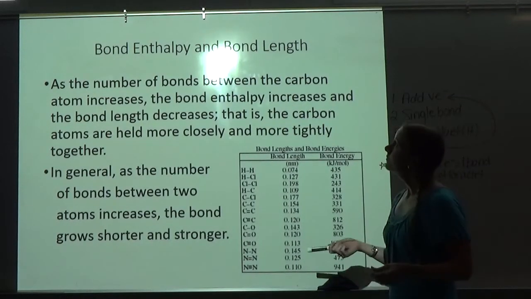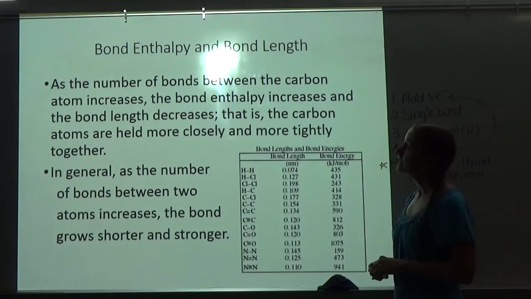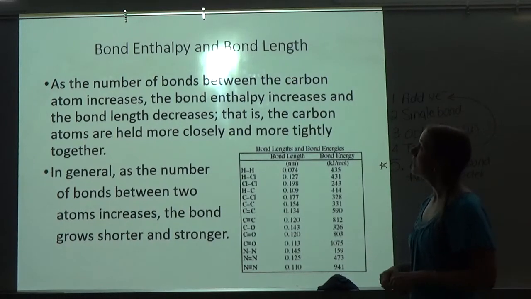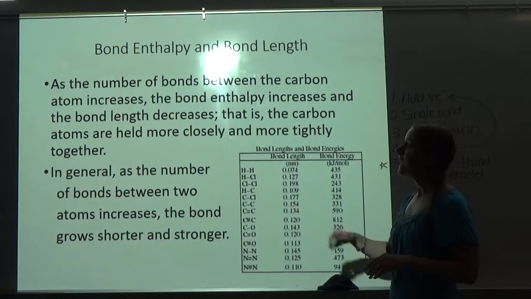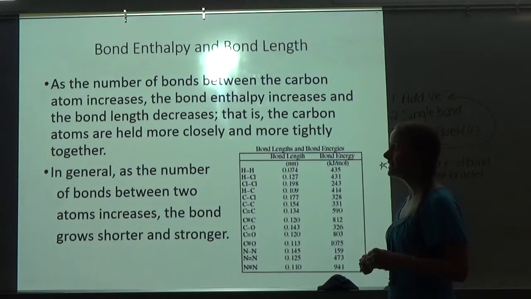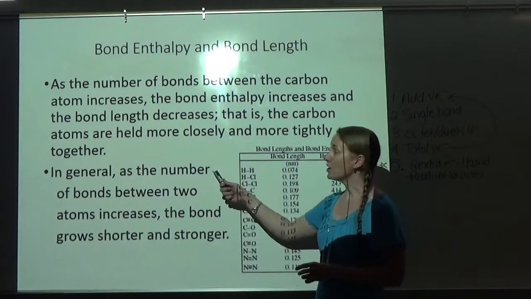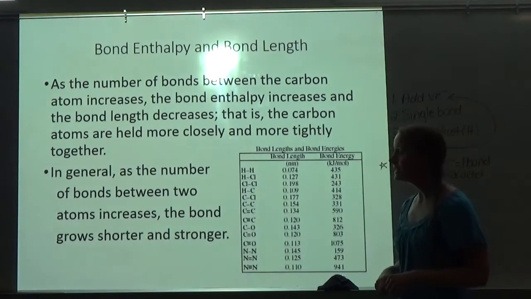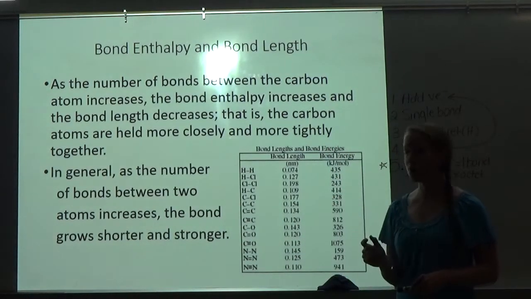So as the number of bonds between the carbon atoms, or any atoms, increases, the bond enthalpy increases and the bond length decreases. That is, the atoms are held more closely and tightly together. So in general, as the number of bonds between 2 atoms increases, the bond grows shorter and stronger.